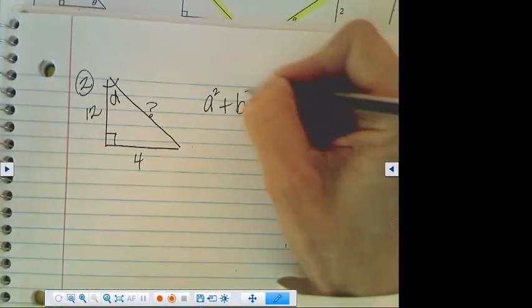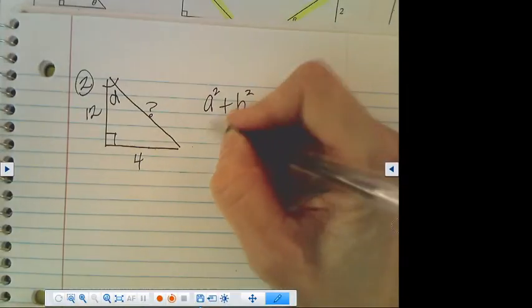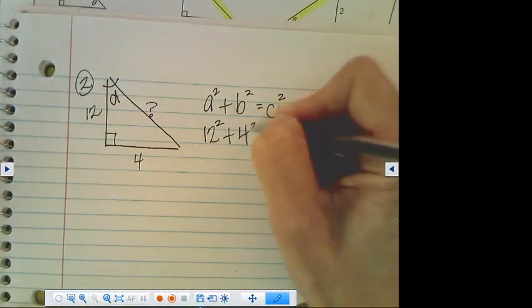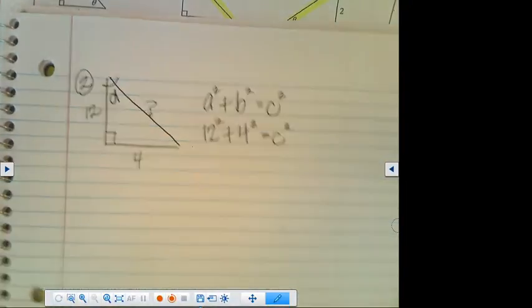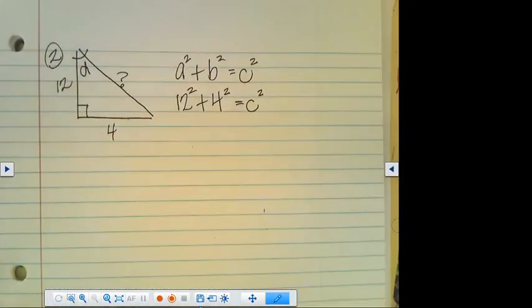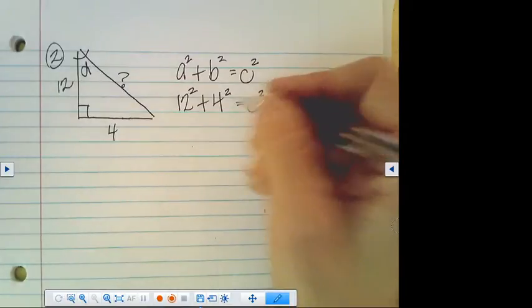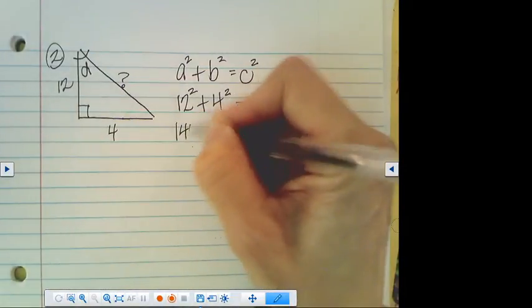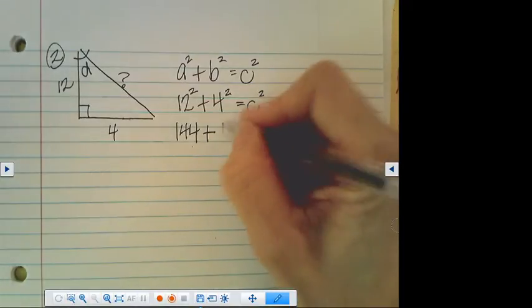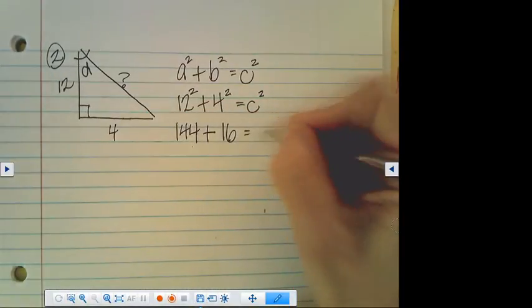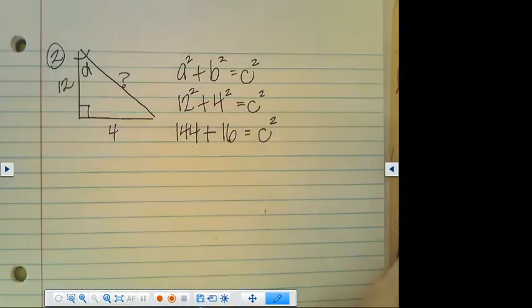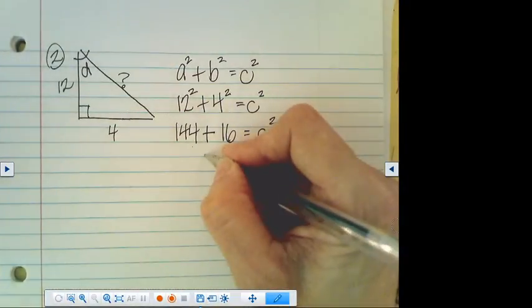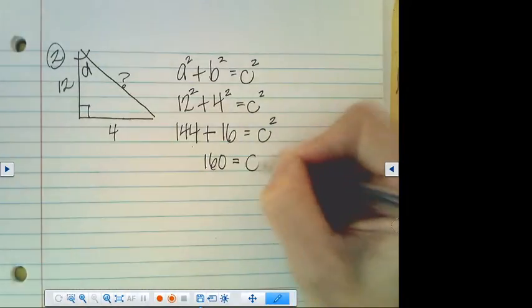A squared plus B squared equals C squared, looking for the hypotenuse. So 12 squared plus 4 squared is C squared. Please follow order of operations. Always do your powers, multiply and divide, and add last. So we have to square those numbers before we add. 144 is 12 squared. 16 is 4 squared. This is our C squared. Find the sum. Is that 160? All right, 160 is C squared.